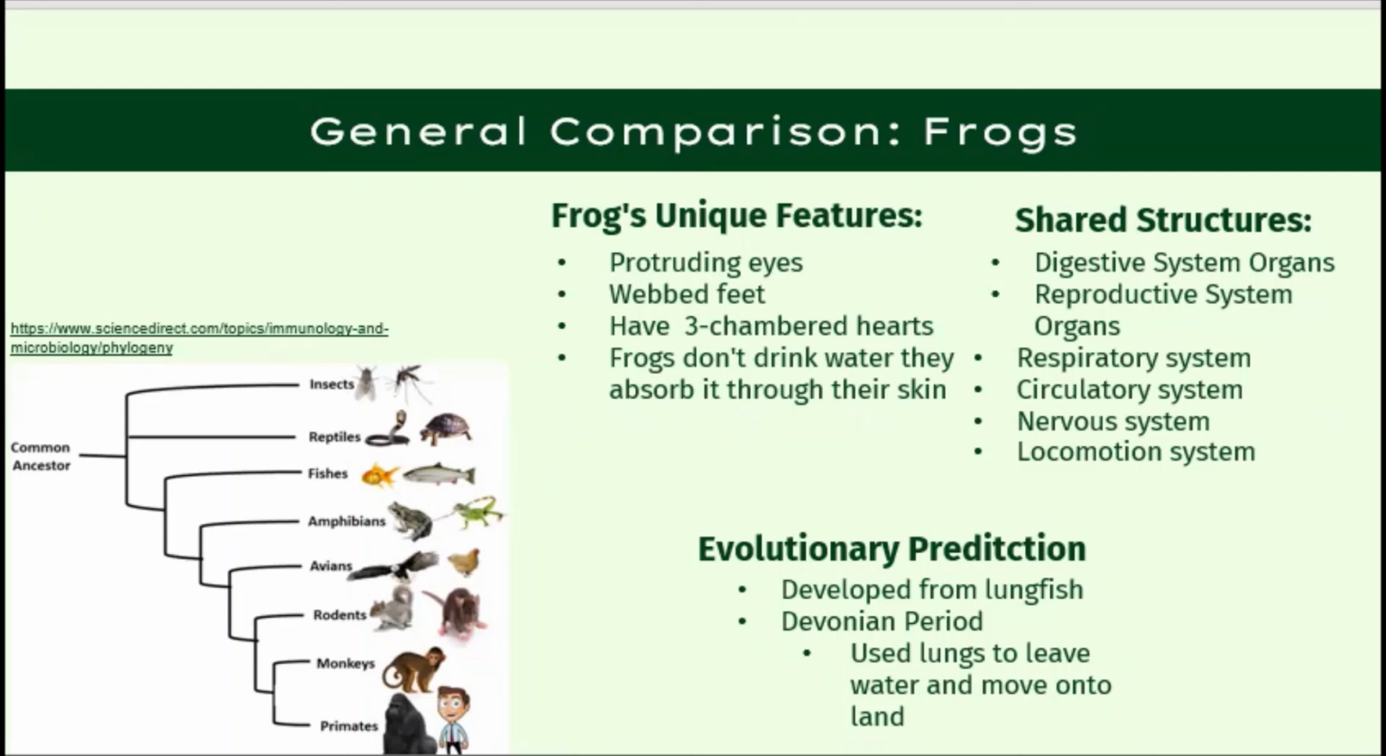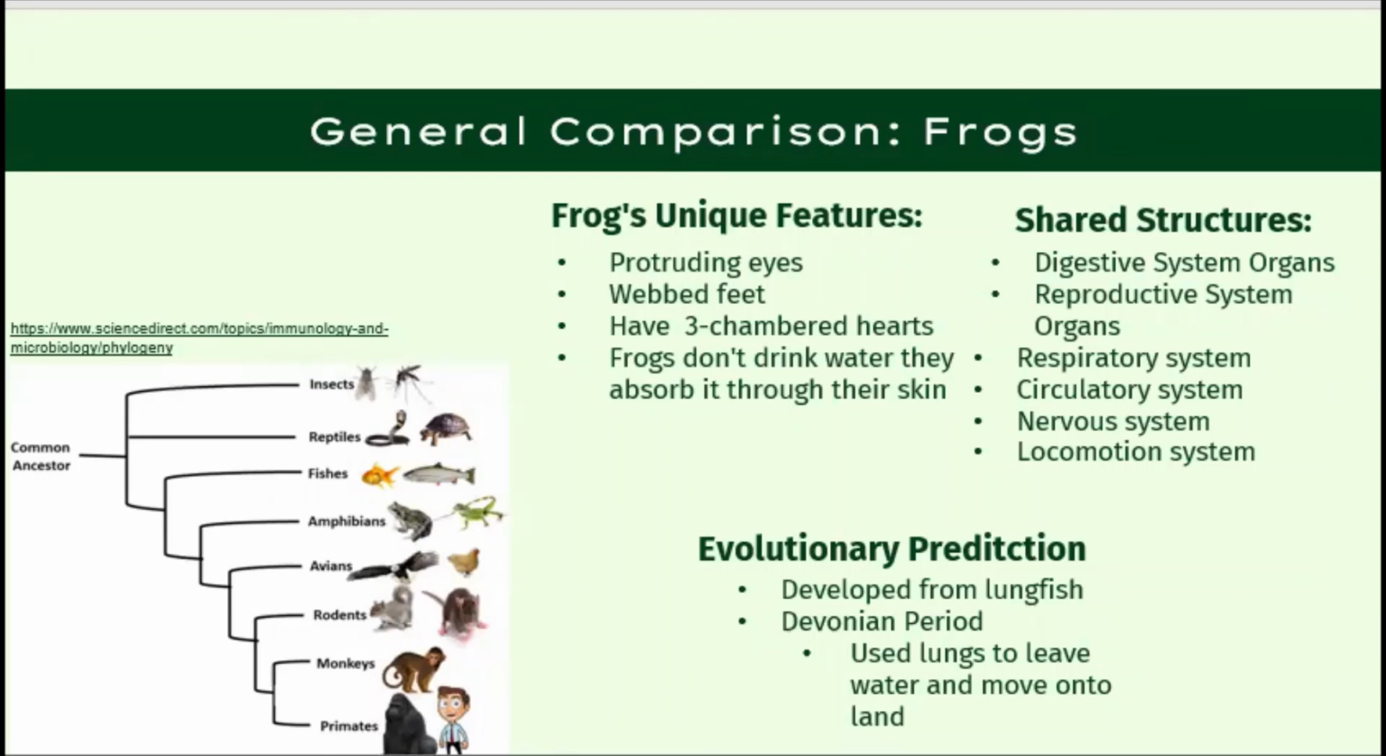The shared structures that frogs have with snails are the digestive system organs and reproductive system organs, such as the oviducts. The respiratory system and circulatory system also share many things in common. The nervous system, they share a good amount in common, but unlike the snails, frogs do have brains and the locomotion system.